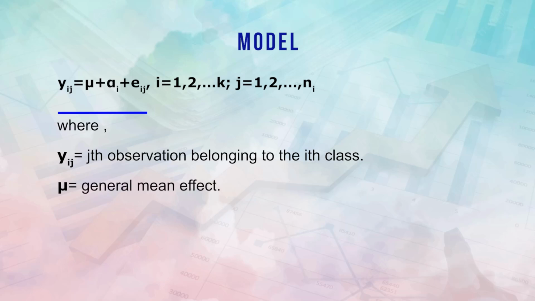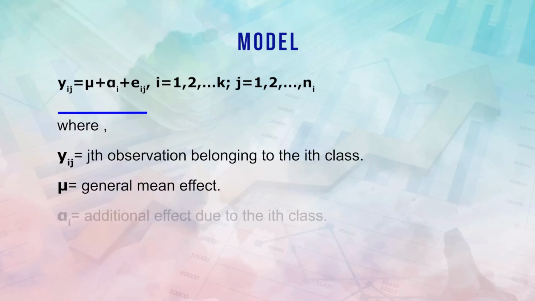Mu is the general mean effect. So what is the general mean effect? There will be some property of the soil which is common to all the plots. This common effect is known as the general mean effect. Next we come to alpha i, the additional effect due to the ith class. Each fertilizer will have some separate, some different effect. So the effect of the ith fertilizer in particular will be denoted by alpha i.